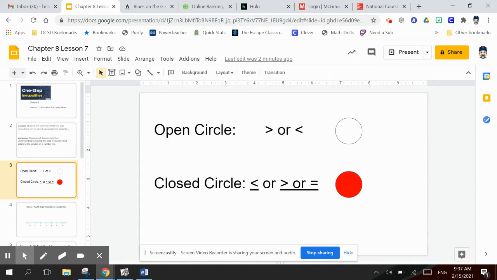As in Lesson 6, we want to make sure we remember that the open circle on our number line is for greater than and less than. And the closed circle is for less than or equal to, greater than or equal to, or equal to.